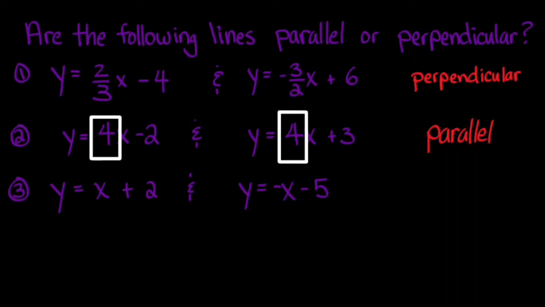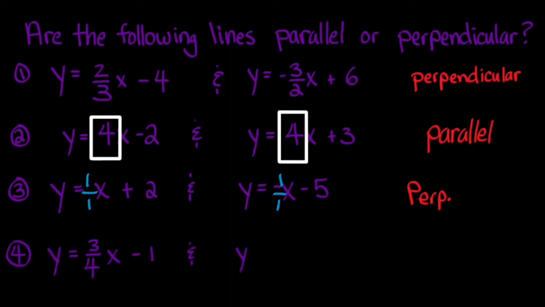What about this one? Well, in front of every x, if there's no actual number, that means that this would be 1, right? But we could also say it's 1 over 1. And then this is just negative 1 over 1. And that means it is opposite reciprocal, so it is perpendicular. How about from 3/4 to 4/3? Is that parallel or perpendicular? Well, we would say it's neither, because it flipped over, but it did not become opposite.